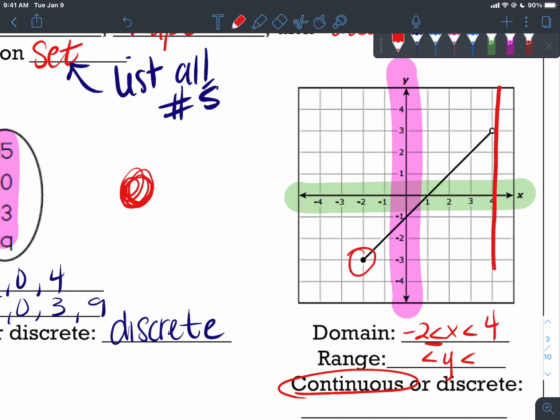Now I'm going to go ahead and do the same with the range. I'm going to go to the very absolute bottom of the graph. I see it's located at -3. That guy right there is filled in, so I'm going to put the extra line. Now I'm going to go way up to the top, and I'm going to look to see the very first point that I encounter. I see it's right here. That lines up with +3 on the y-axis. That is not filled in, so I do not put the extra line.